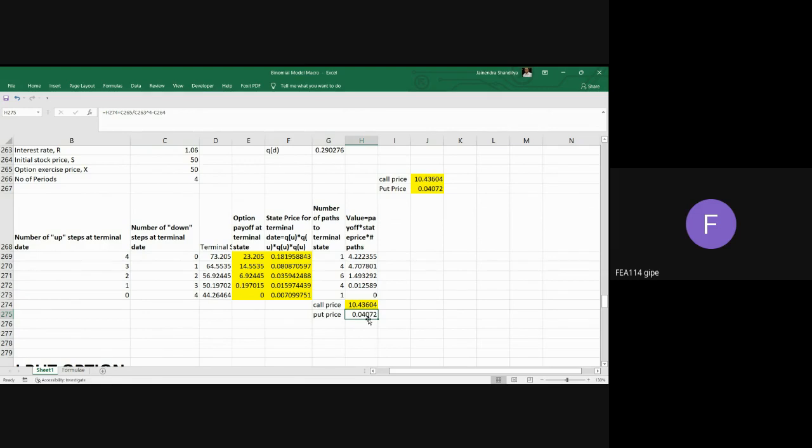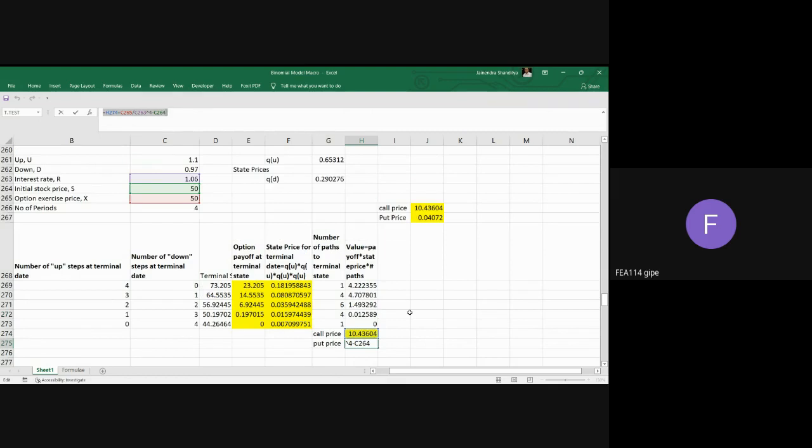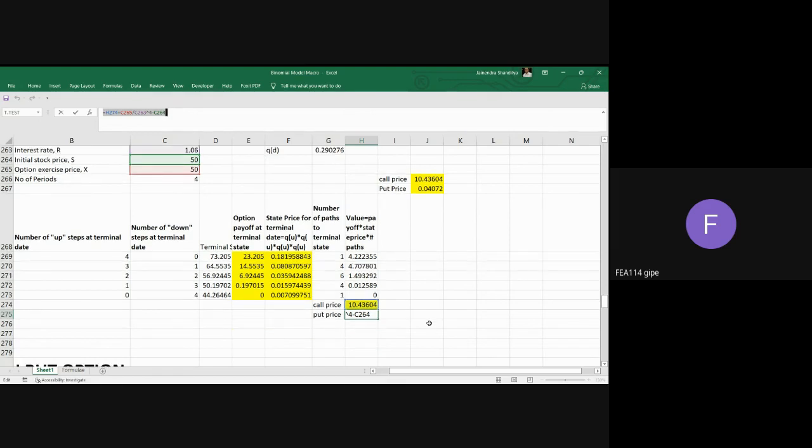Now how did we calculate put price? If you can see, if I can take my cursor here and show you, this is done by put call parity. So put call parity is nothing, call price plus exercise price discounted and minus the stock price. So this is how it is being done. So you got the call price and the put price.